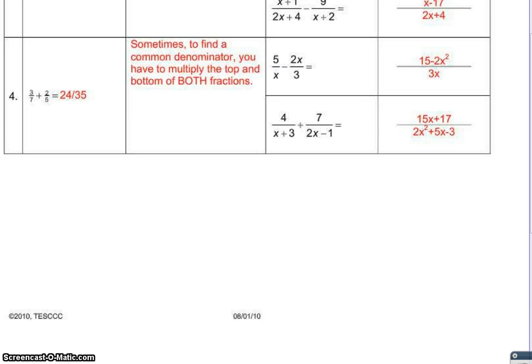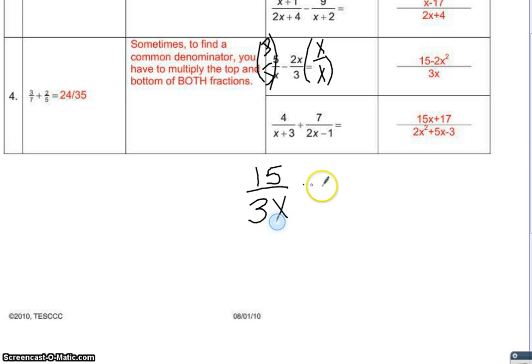I have 5 over x minus 2x over 3. So in order for me to have a common denominator here, I have to multiply the first fraction by 3 over 3, and I have to multiply the second fraction by x over x. So what I end up with is 15 over 3x minus 2x squared over 3x.